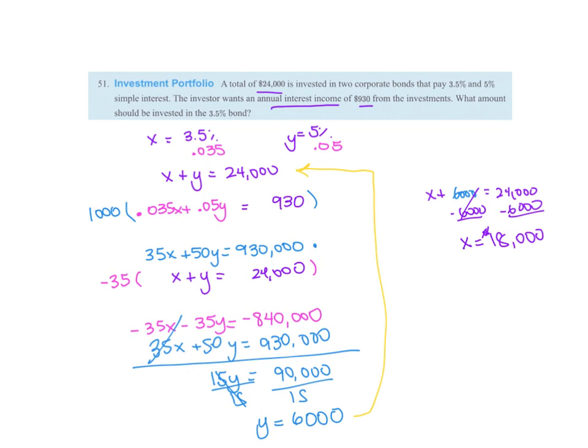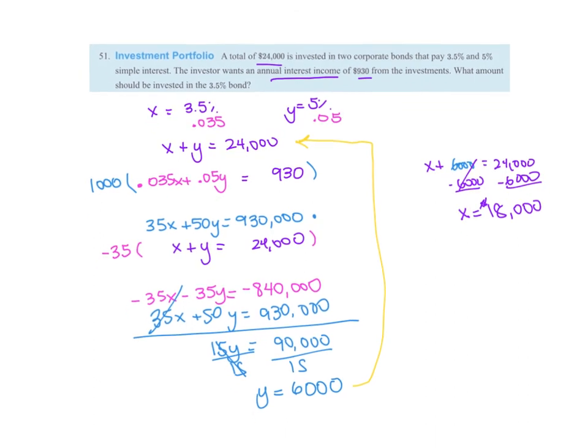So let's answer the question at the top. It says, what amount should be invested in the 3.5% bond? So the 3.5% bond we identified as our x value, right? So really that's all we needed to find. So we found that we needed to invest $18,000 in order to get an annual interest income of $930 from the investment. We didn't necessarily have to find y in this case, but we did. And so that is the final answer.